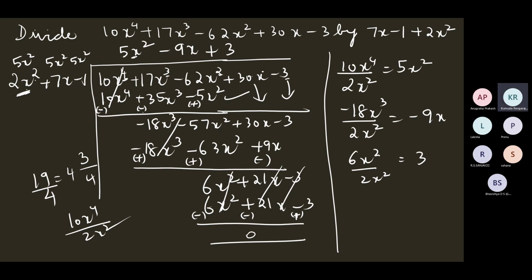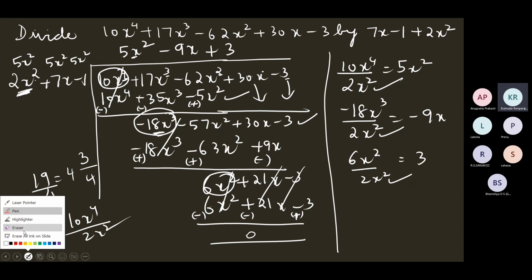Repeat the same procedure. Divide the first term of the new dividend. This is the new dividend. Divide the first term, minus 18x cubed, by 2x squared. Always by 2x squared only. First we take this 10x to the power 4, then we take minus 18x cubed, then we take the 6x squared. Always divided by 2x squared only, the first term of the divisor. So repeat that. Divide minus 18x cubed by 2x squared.